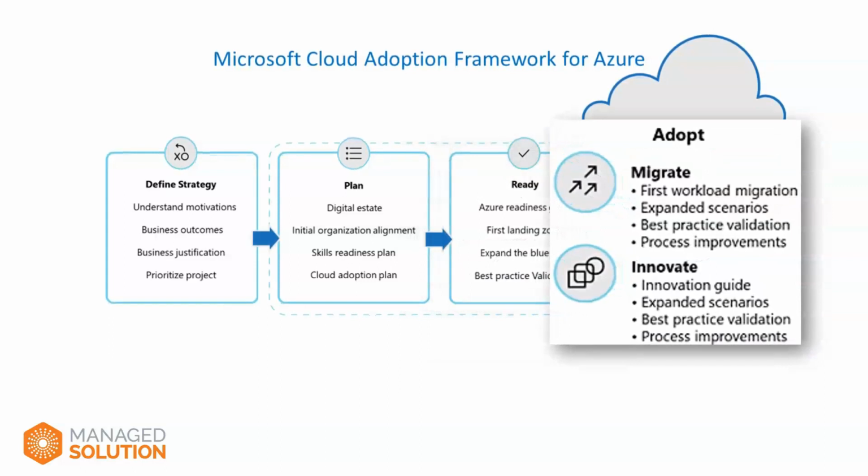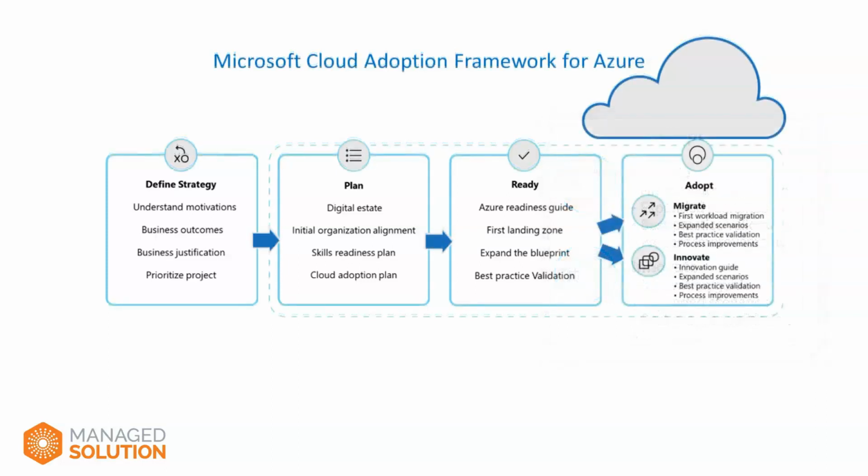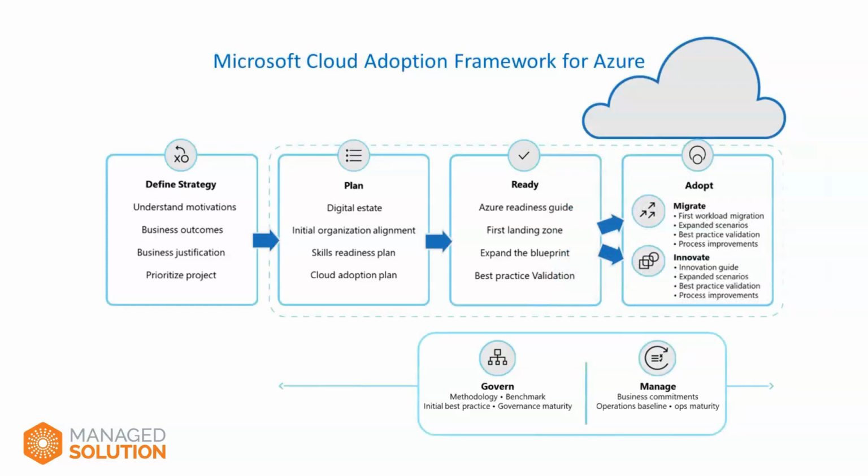Once you're in the cloud, and maybe you're just beginning the journey there, it's important to start adopting it. Now, migrating involves getting that first workload out there, starting to expand those scenarios, and then again, continually validating the best practices and process improvements. Now, from there, there's a whole bunch of other things once you're in the cloud. This is where innovation really starts taking place. Now we can start talking about artificial intelligence and process improvements and, again, different expanded scenarios that you can do for your business. Now, all of this can't really be done without mentioning a good governance and management plan.